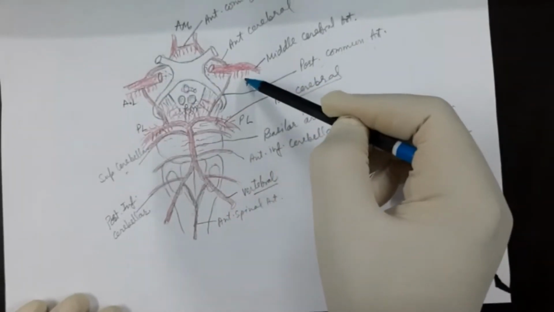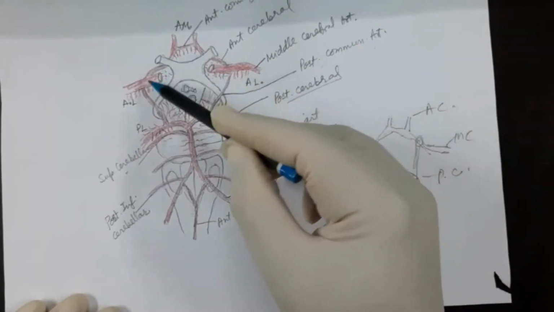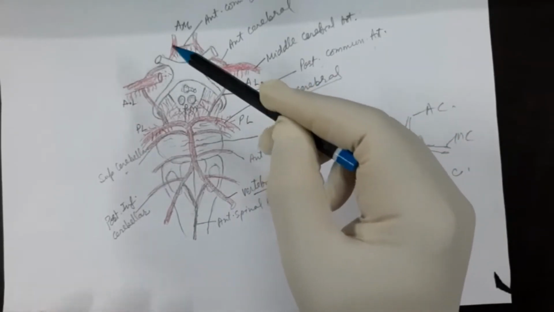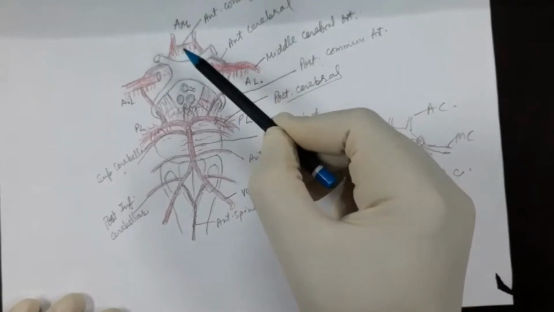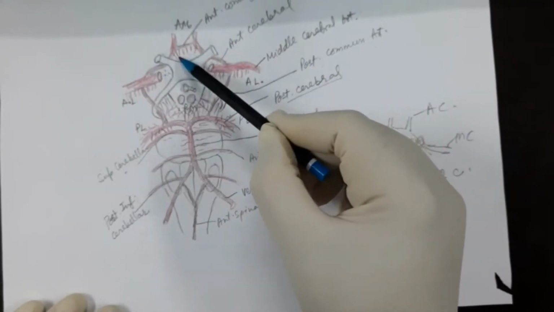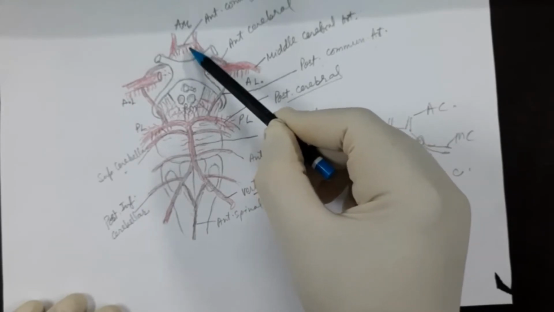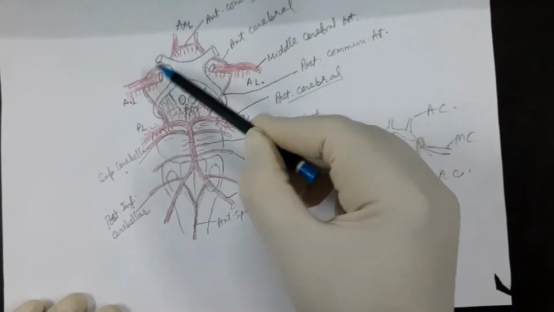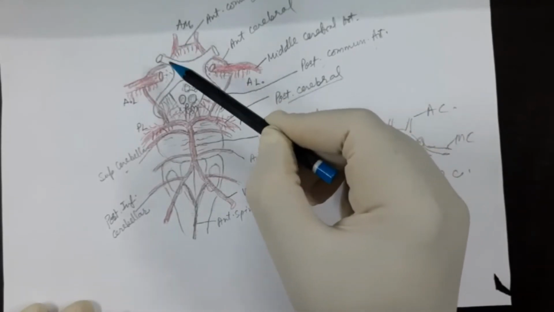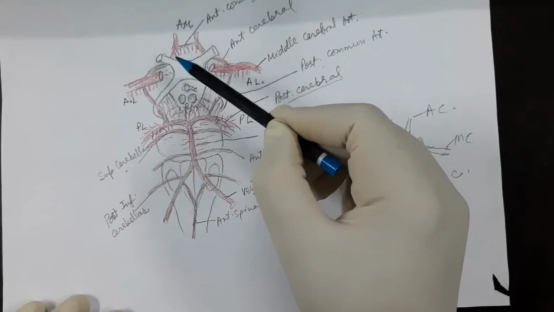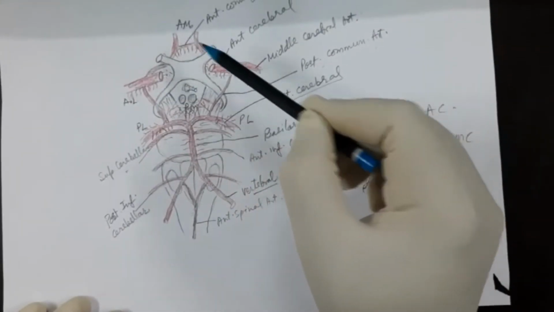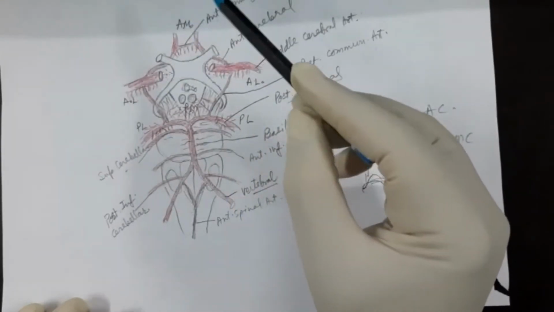So these are the central arteries, and they are supposed to be end arteries. That means they will occasionally anastomose only with each other. Otherwise, they are considered to be end arteries. That means if any branch of these central arteries, which are minute arteries, is blocked, then the area supplied by it will die. That is why these arteries, called central arteries, are important.